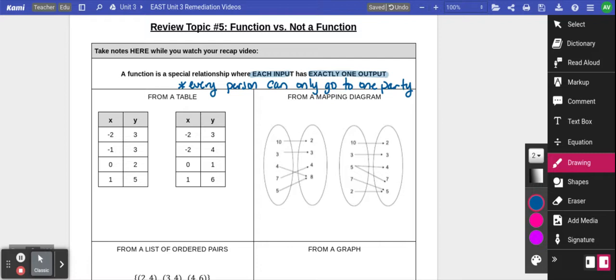So let's start by looking at tables. If I'm looking at these tables, I can see that -2 is going to 3, -1 is going to 3, 0 is going to 2, and 1 is going to 5. So each of the inputs in the x column is only being assigned to one output. That means that this is a function because, so I like to write b/c instead of because, every input has exactly one output.